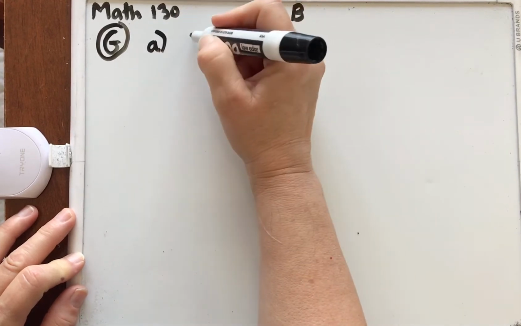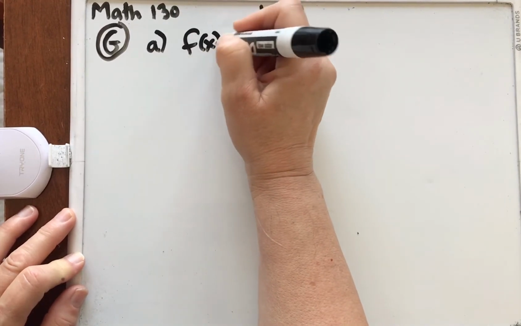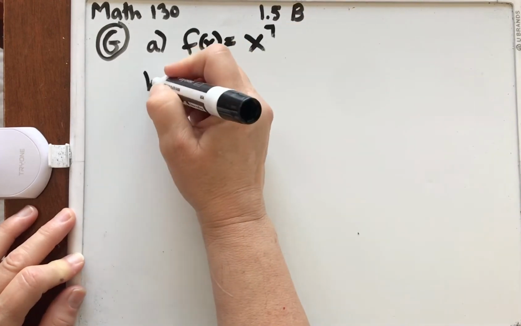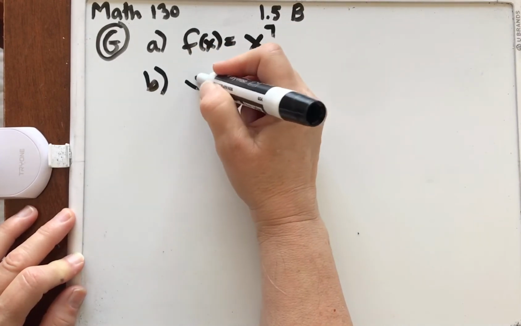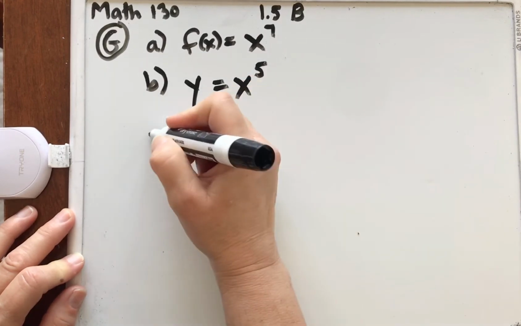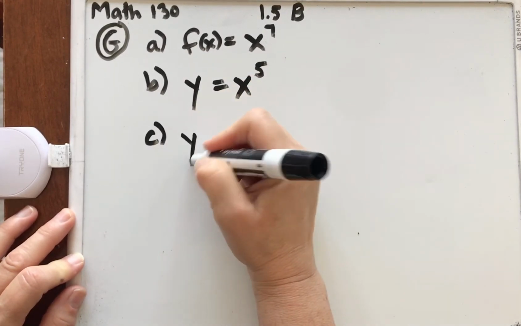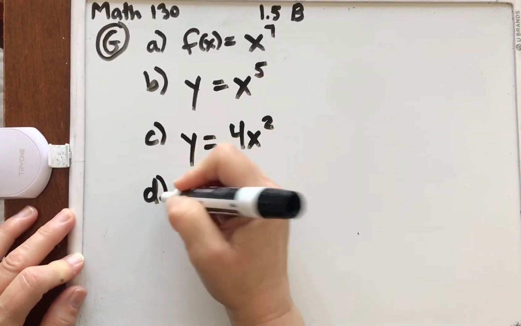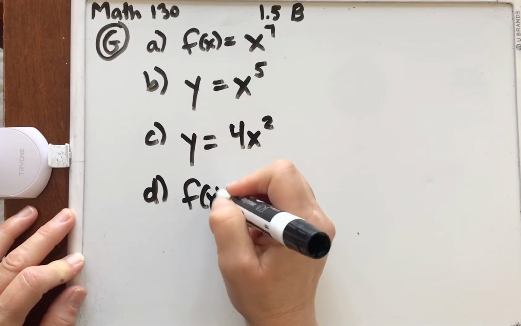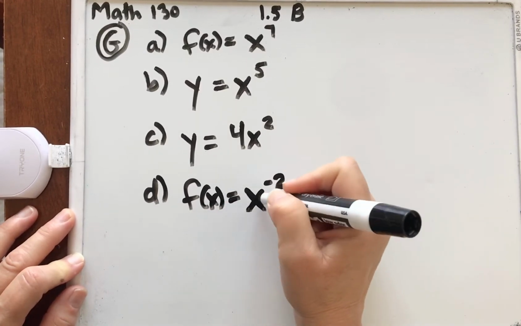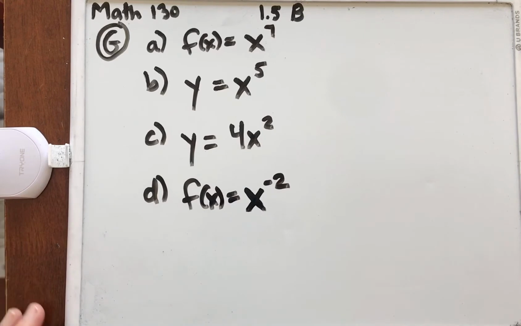So find the derivative for f of x equals x to the 7th. I'm going to give you 4 problems. y equals x to the 5th. y equals 4x squared. And f of x equals x to the negative 2. All right, so go ahead and work on those.